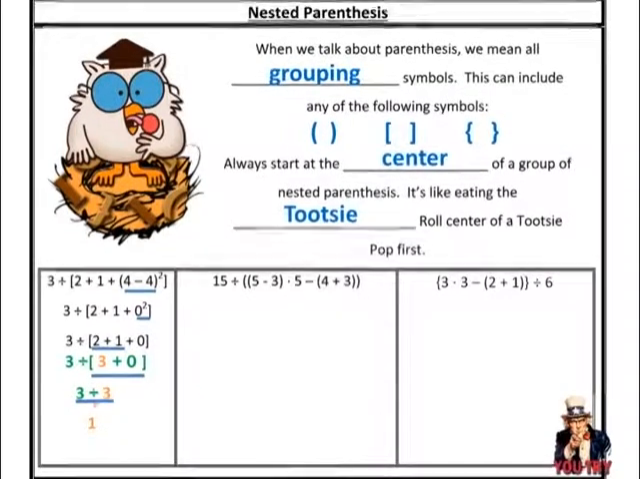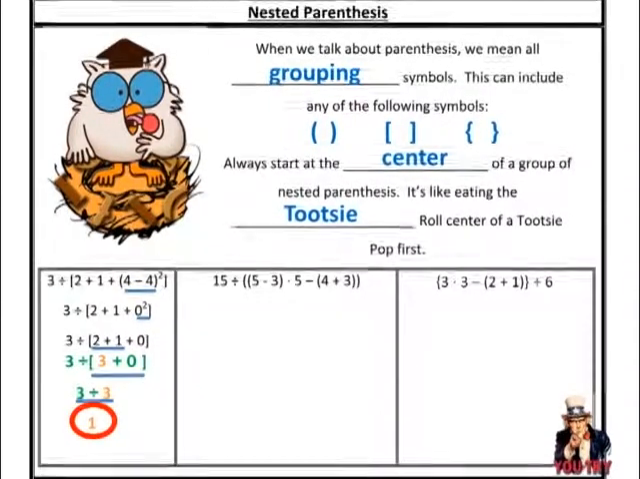Now let's try the next one. There's multiple sets of parentheses inside the parentheses. So let's look. We want to start at the centermost. Now in this case, there's 2 centermost sets of parentheses. So I go from left to right. I'm going to start with the left set of parentheses first.